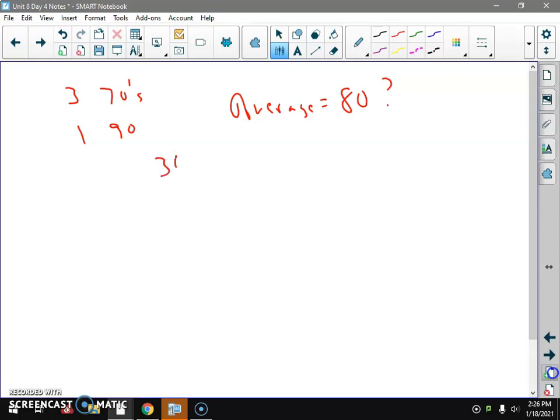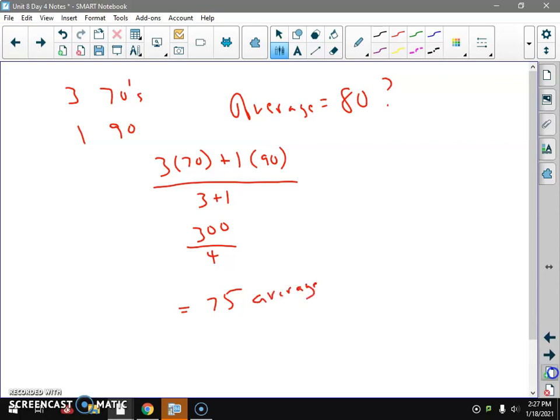Because how do I do it? Well, there's 3 70s, there's 190, and we're going to divide that by the total number of tests. 70 times 3 is 210, plus 90 is 300. 300 divided by 4 is 75. I would have a 75 average. Because again, the two choices of 70 and 90 were not equal. I'd expect my average to be lower than the middle of those two. Add them up. Total number of tests, 3 plus 1 is 4. 3 70s, 190, 300 divided by 4 is 75.